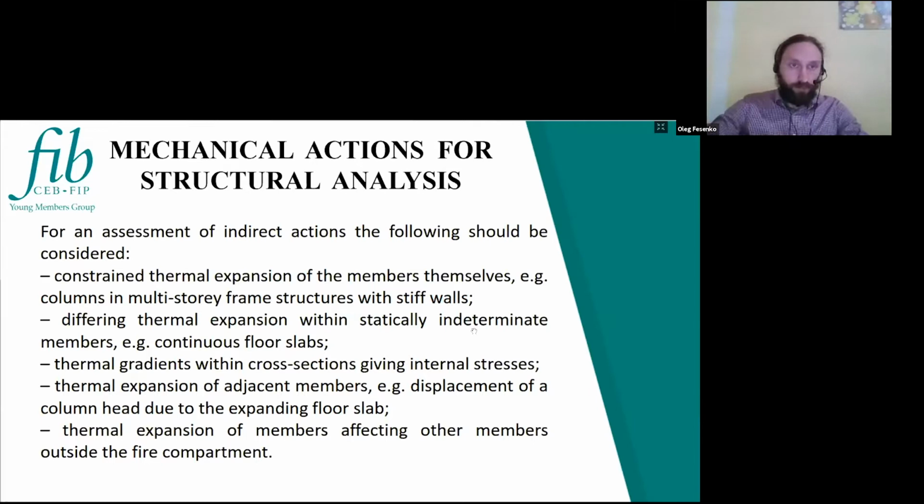About the mechanical actions for structural analysis. For an assessment of indirect actions, the following should be considered. Constrained thermal expansion of the members themselves, e.g. columns in multi-story frame structures with stiff walls. Different thermal expansion within statically indeterminate members, e.g. continuous floor slabs. Thermal gradients within cross sections giving internal stresses. Thermal expansion of adjacent members, e.g. displacement of a column head due to the expanding floor slab. Thermal expansion of members affecting other members outside the fire compartment.